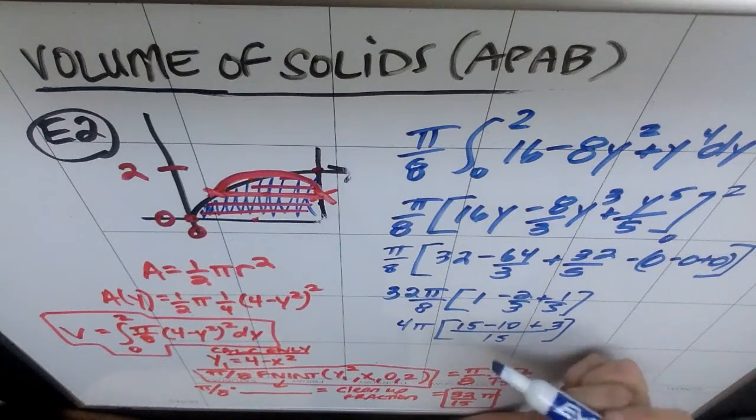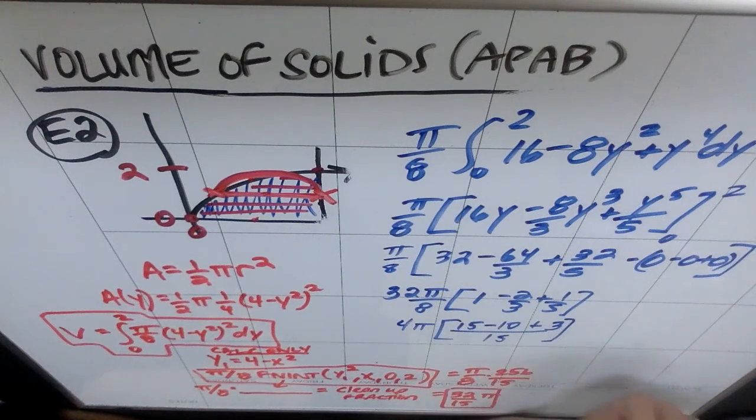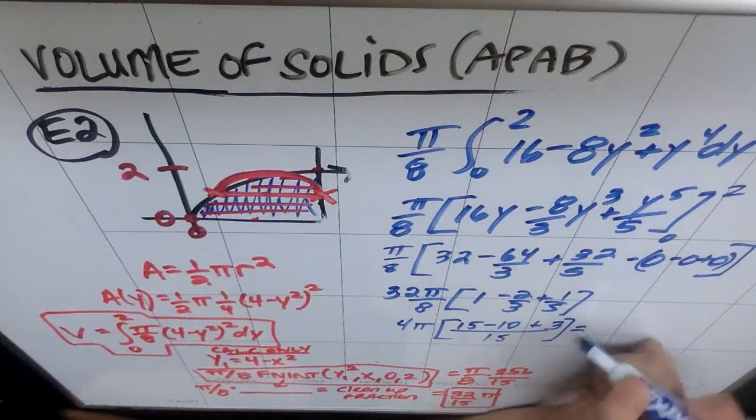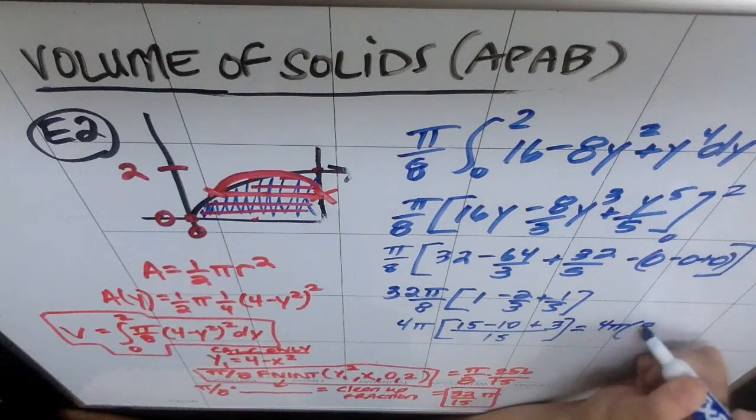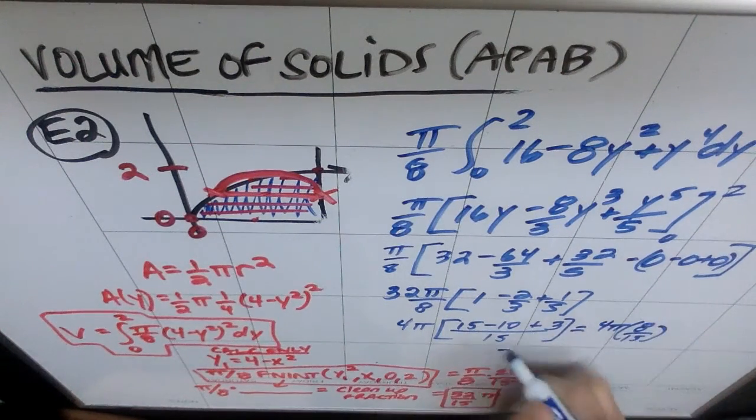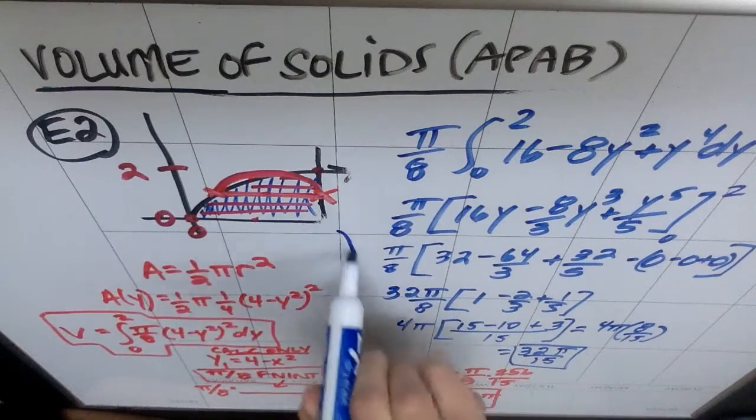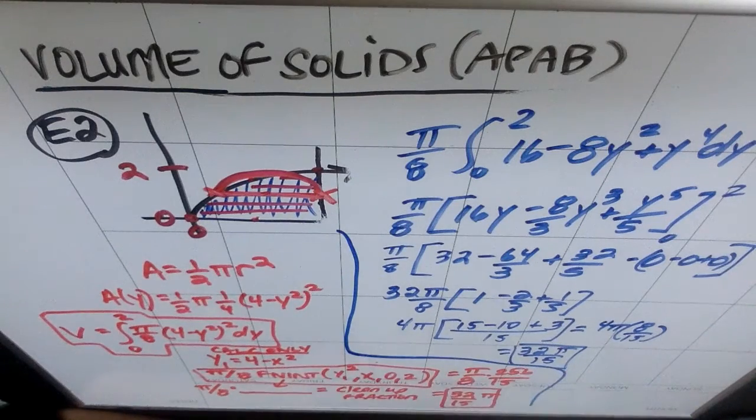So what seems to happen is I end up with 15 minus 10, which is 5, plus a 3, which is an 8. So I get 4 pi times 8 over 15, which is absolutely that 32 pi over 15 that I was looking for, right? This is not an unreasonable problem to be asked to do by hand, but it's very smart to know how to do it in a calculator. We get the same answer either way.